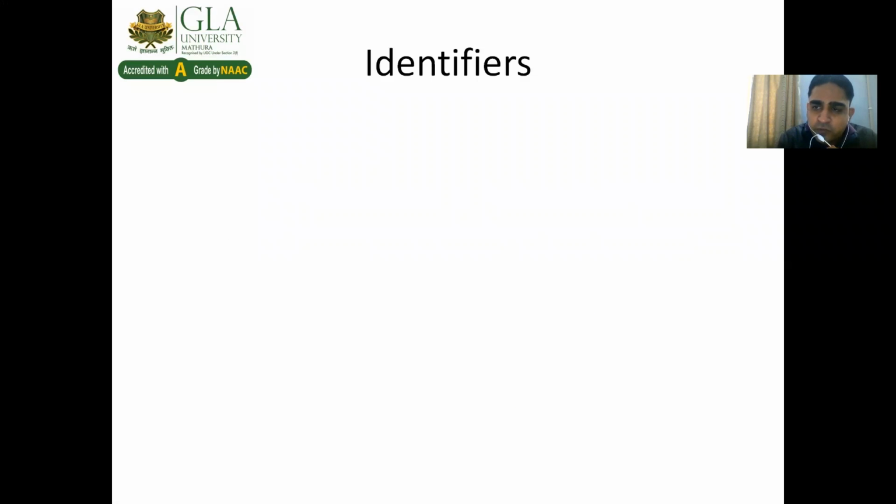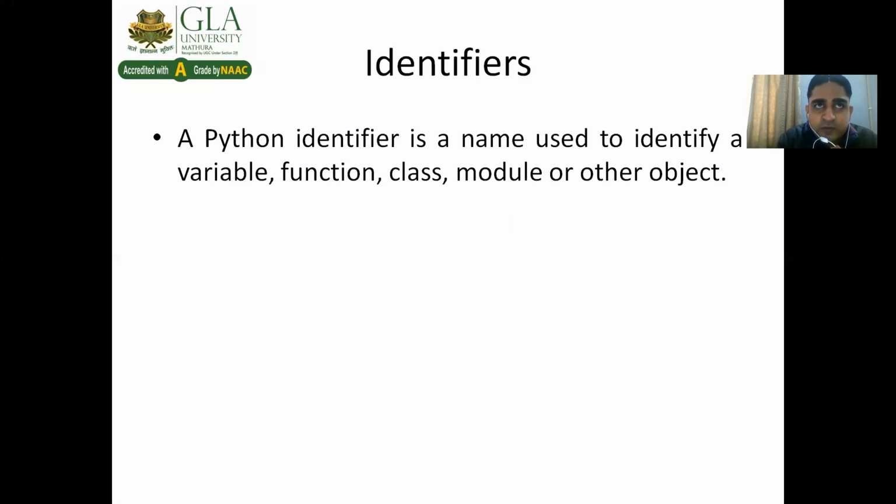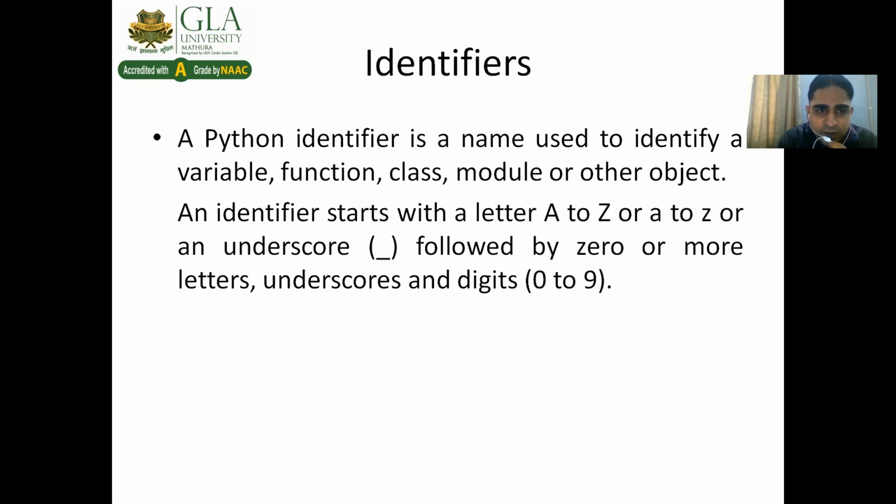So let's talk about what an identifier is. An identifier is a name used to identify a variable, function, class, module or any other object. So anything that you have in your program, it can be a variable, a function, a class, a module, or any other object. In order to notify those things in your program, you actually use an identifier.